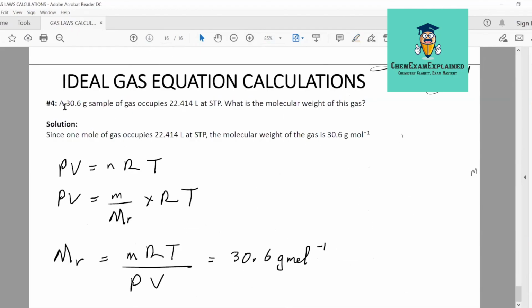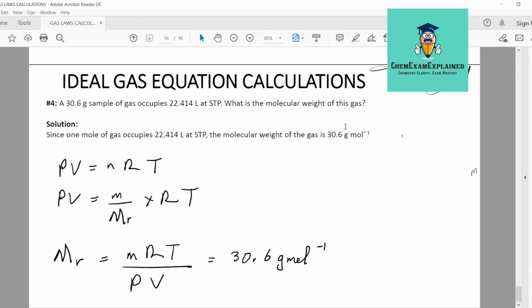The final question we look at today is Question 4. A 30.6 gram sample of gas occupies 22.414 liters at STP. What is the molecular weight of this gas? So you want to find the molar mass. But you could simply see that this gas at standard temperature and pressure, STP, would give us 22.4 dm cube per mole already. So this of course is saying that this mass is for 1 mole of the gas. So we could simply use that to come up with our answer, that our answer for the molar mass is really 30.6 grams per mole, just by looking at this information that we know here about STP.